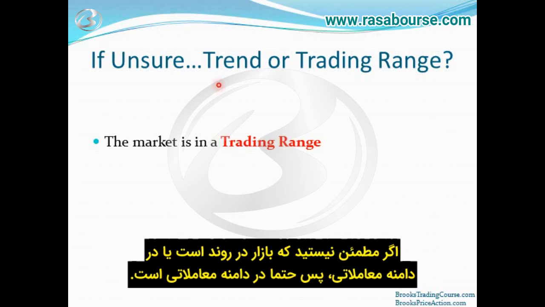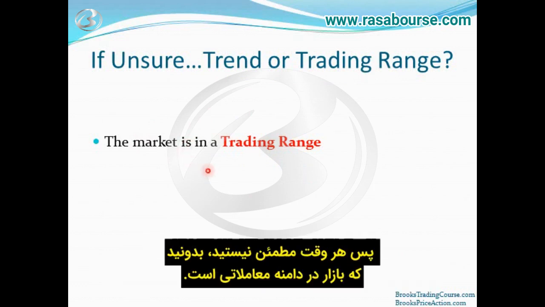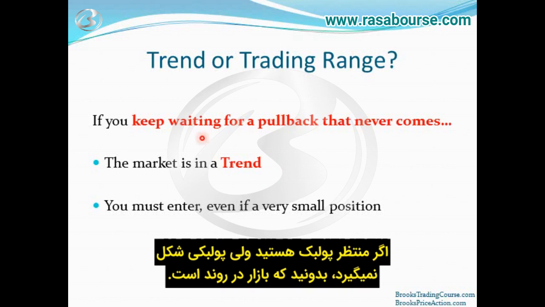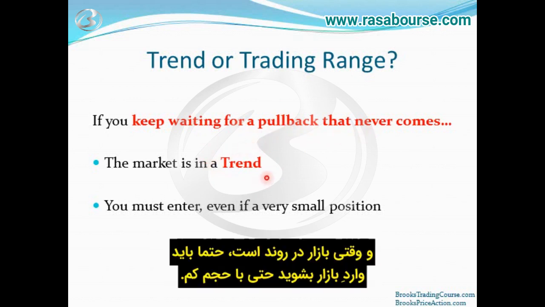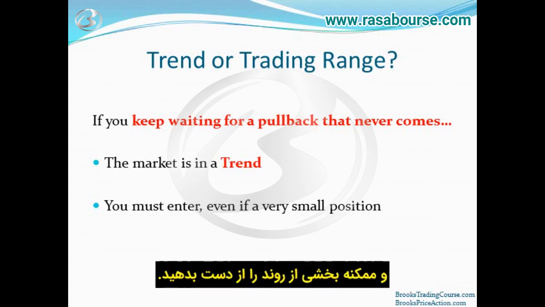Again, if you're not sure whether or not the market's in a trend or a trading range, it's in a trading range. Uncertainty is the hallmark of a trading range. So whenever you're confused or not sure, the market's in a trading range. If you keep waiting for a pullback and it never seems to come, the market's in a trend. And if it's in a trend, you have to enter either at the market or within a few minutes, even if it's a very small position, because trends will go for a long, long time without giving a pullback, and you'll end up missing a big part of a very good trend.